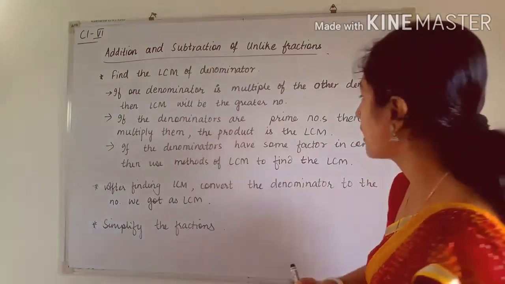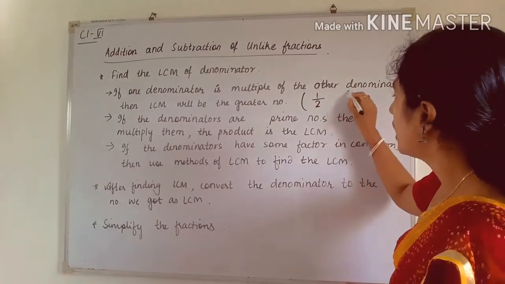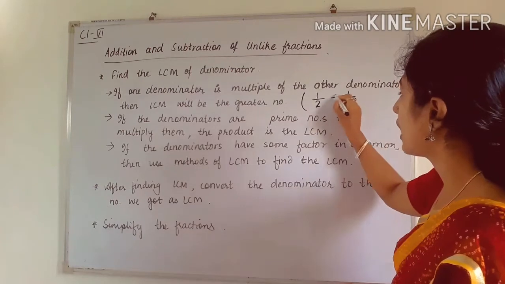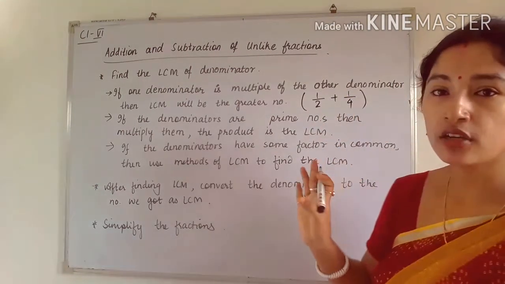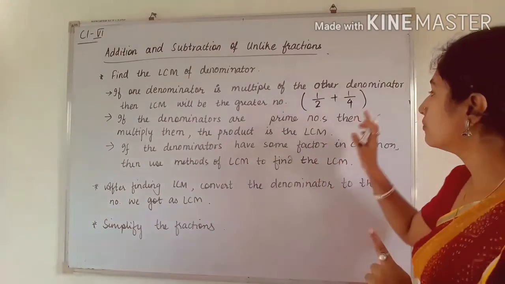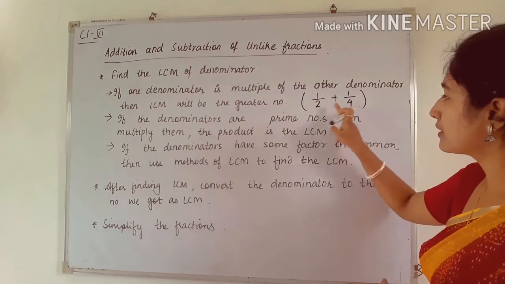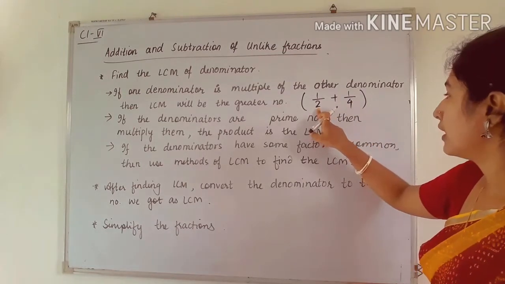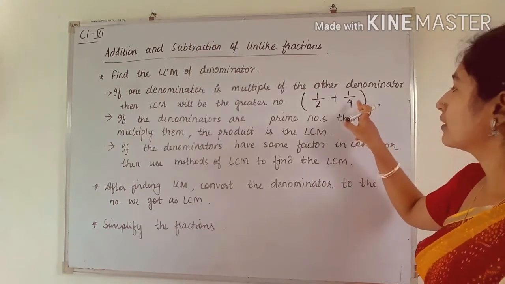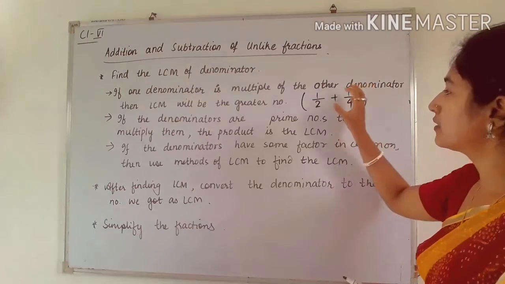For example, if one fraction is 1 by 2 and another fraction is 1 by 4 and I want to add them, they are both unlike fractions first of all. Now see here, the denominator 4 is a multiple of 2. So here the greater number is 4. Therefore 4 will be the LCM of these fractions.